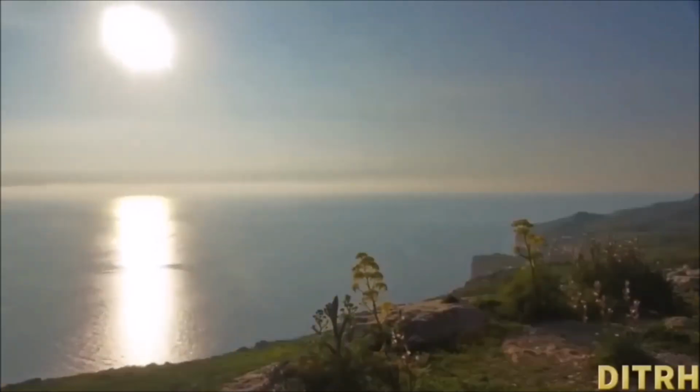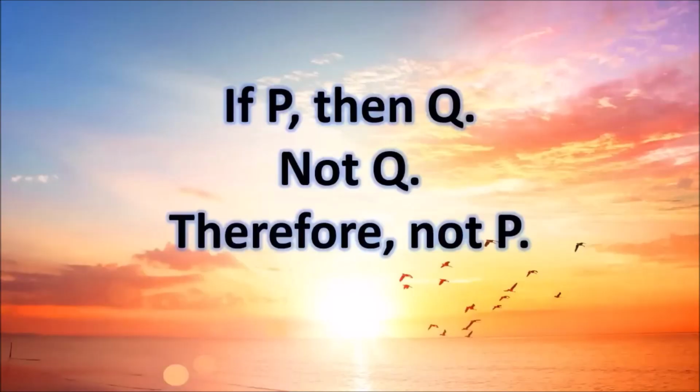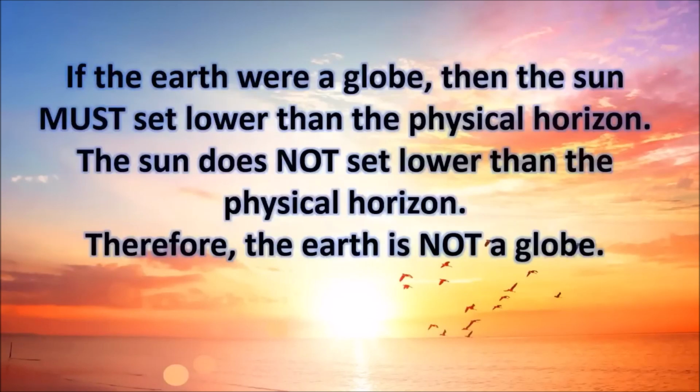For those who like logic, this is a classic modus tollens argument. If P, then Q, not Q, therefore not P. If the Earth were a globe, then the sun must set lower than the physical horizon. The sun does not set lower than the physical horizon, therefore the Earth is not a globe.